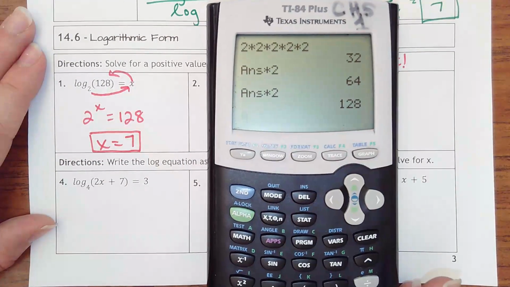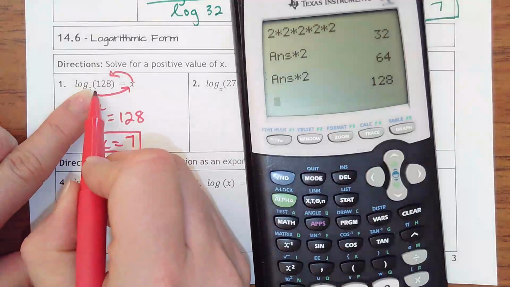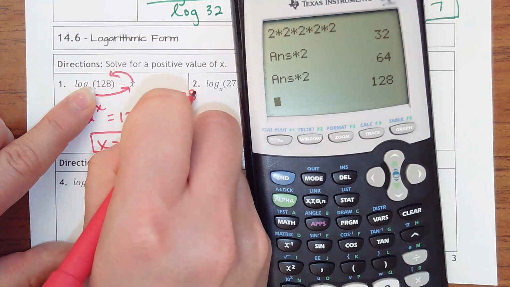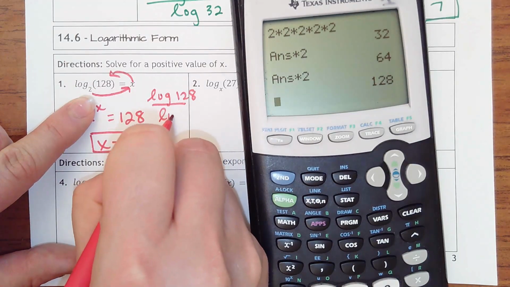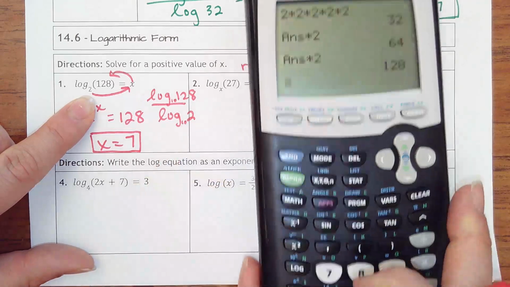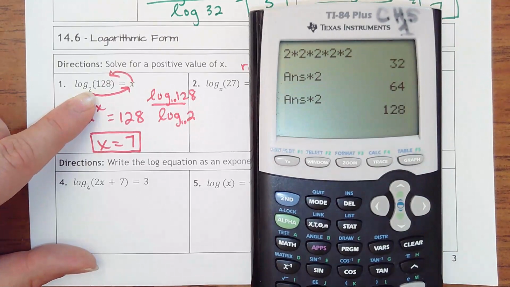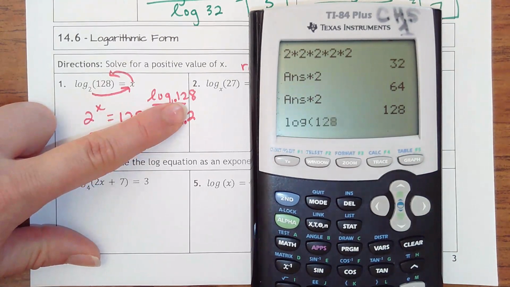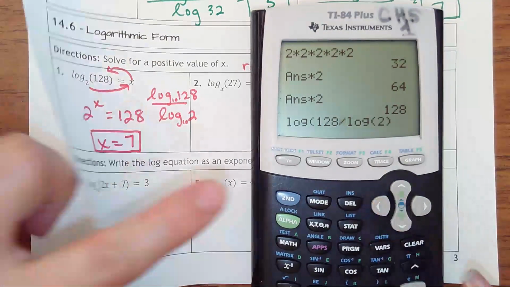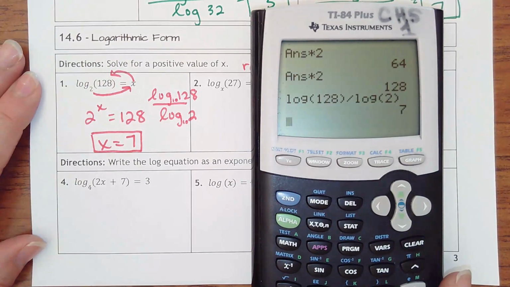Now the other thing you could have done is use the change of base formula. We learned that anytime that I have log base of something, I could rewrite it as log of 128 divided by log of 2. And again, it's called change of base because now our base really is secretly a 10, because there's a button on the calculator for that. Remember, just log. So you could do log of 128 divided by log of 2. Oh, let me insert a parentheses there. Okay. And that also tells me that the power was 7.